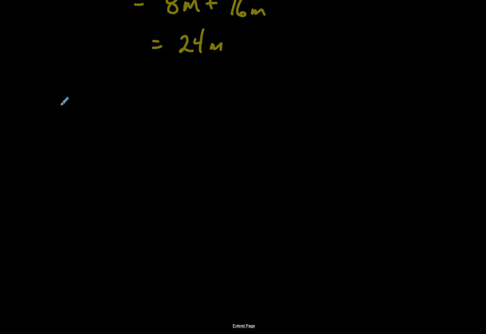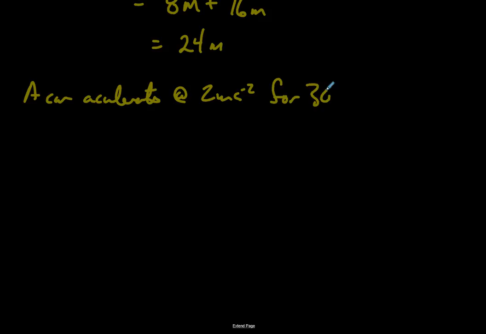And we'll start with another problem. A car accelerates at 2 meters per second squared for 30 meters. Find its final velocity. To do this, we don't have a formula that can work with this, so we have to combine two other formulas. So let's go quick here.